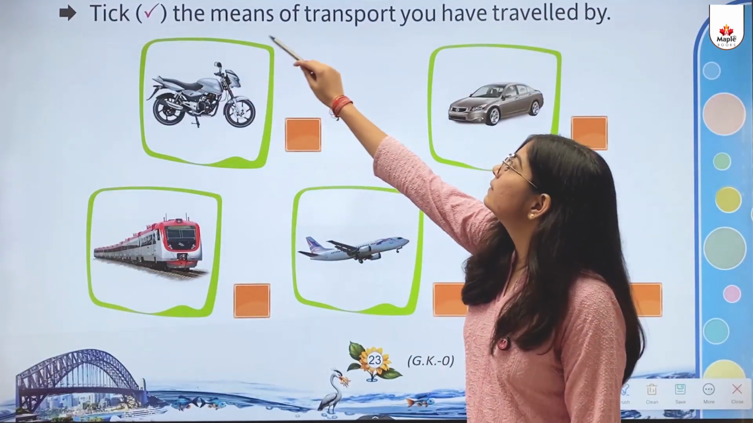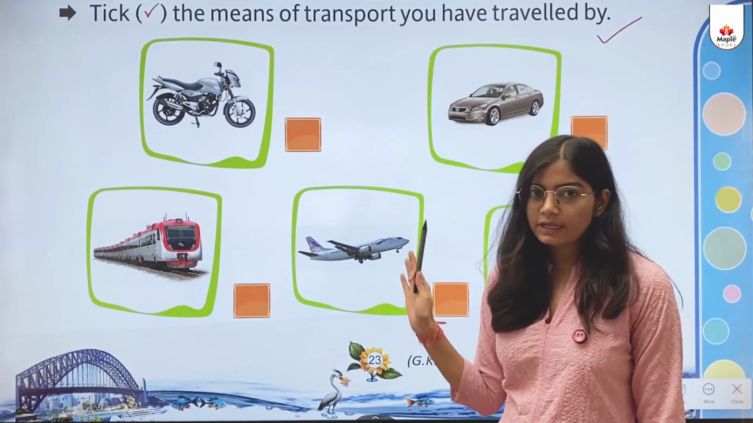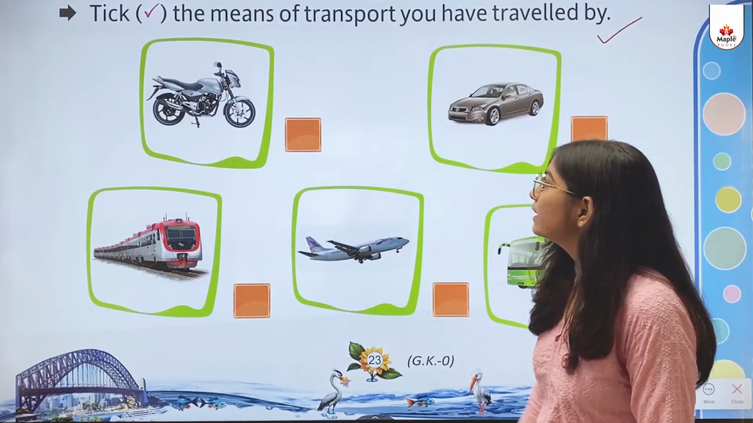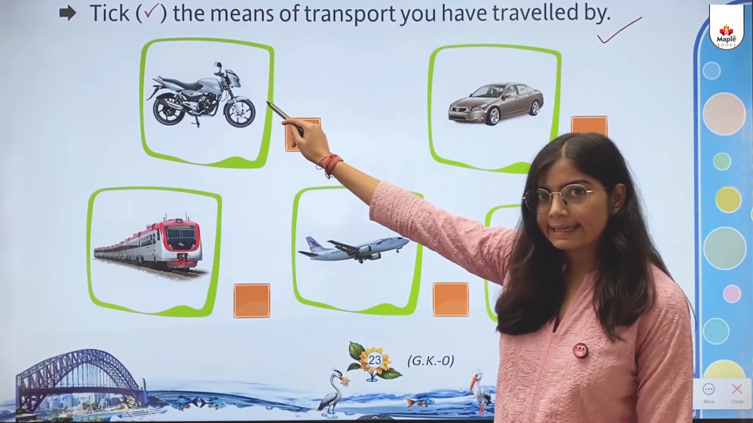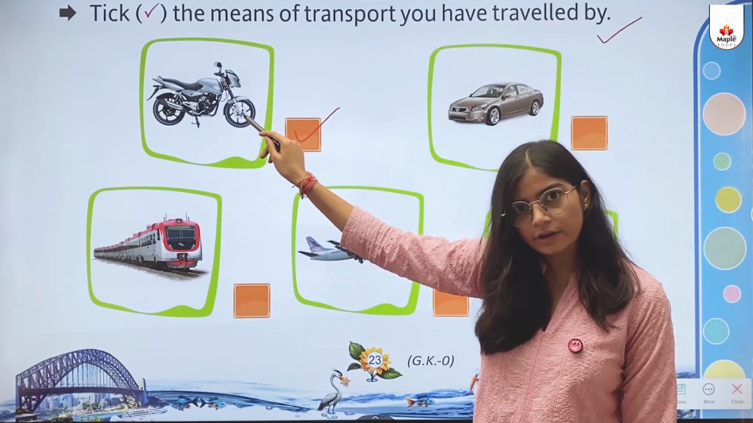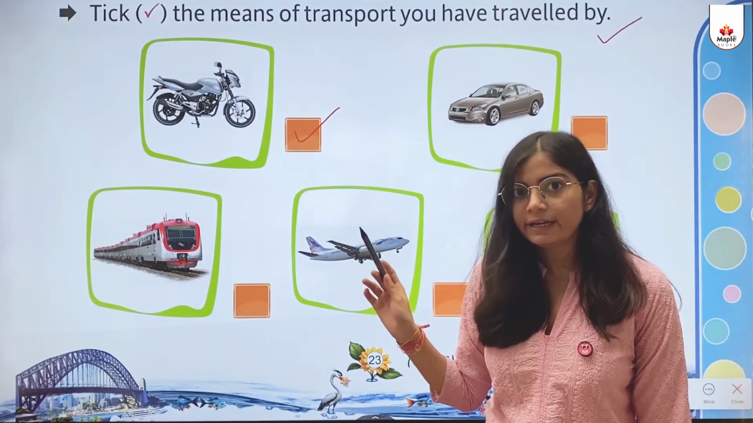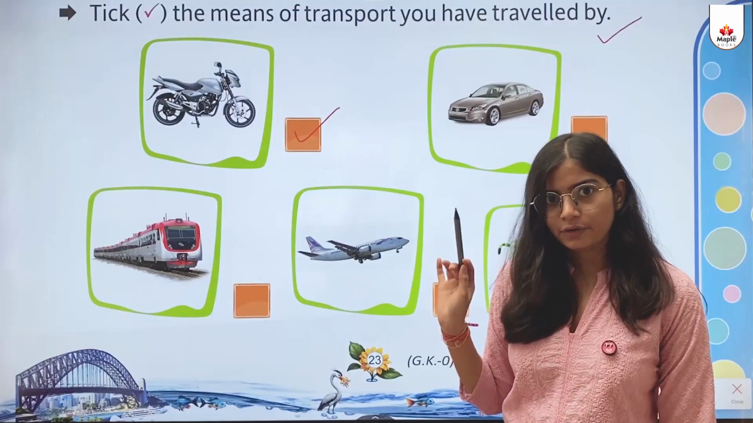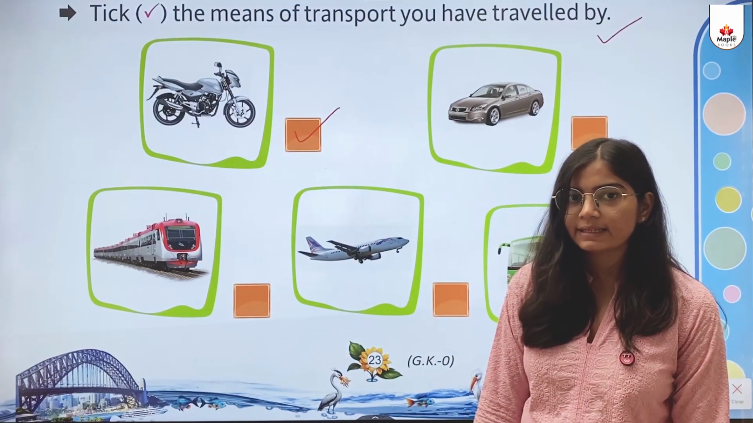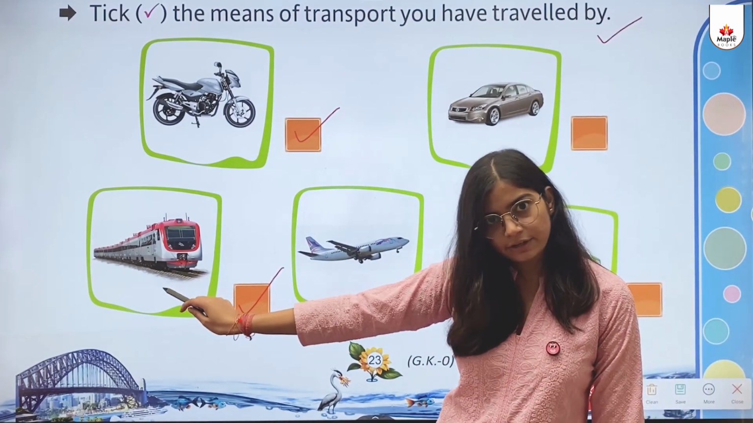Now, take the means of transport you have travelled by. Here we need to take the transport we have used. So, there is a motorcycle. So, I'll put a tick here because I have travelled on it. You can tick on it or you can leave it if you haven't travelled by it. Okay. Now there is metro train basically. So I'll put again a tick here because I traveled by metro.